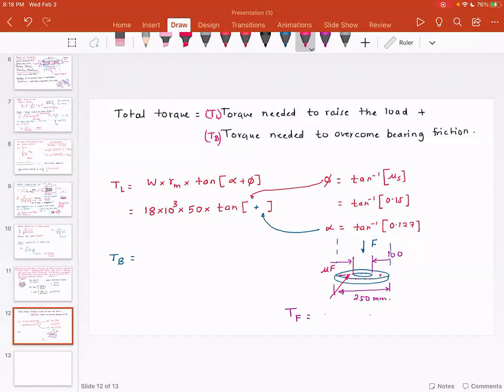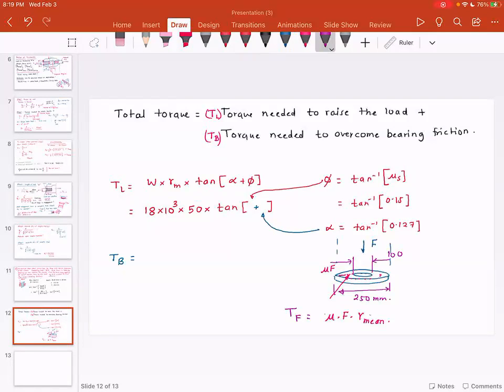But for the sake of simplicity, I'm going to assume the total frictional force is concentrated at the mean radius Rm. So I would say that the coefficient of friction multiplied by the total normal reaction, which is the vertical force, is acted at the mean radius. So I would find out the frictional torque as mu times F multiplied by R mean. Now the question here is, what is the value of R mean?